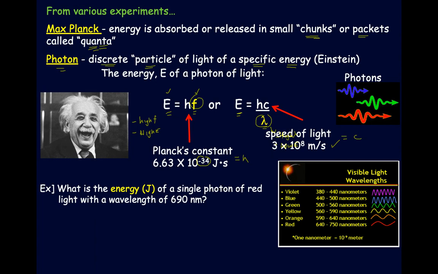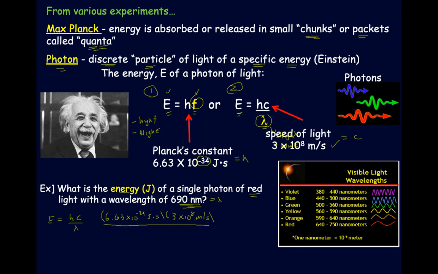So this says, what is the energy in joules of a single photon of red light with a wavelength of 690? Okay, so looking for the energy. Now, because they're giving you the wavelength, which is lambda, we're going to use this equation. So we can call this equation number 1. We'll call this equation number 2. We're going to use equation number 2. So we're going to say E equals H times C over lambda. Okay, so that's kind of easy because we know H is 6.63 times 10 to the minus 34 joule seconds. We're going to multiply that by 3 times 10 to the 8th meters per second. Okay, and we're going to put that over the wavelength.